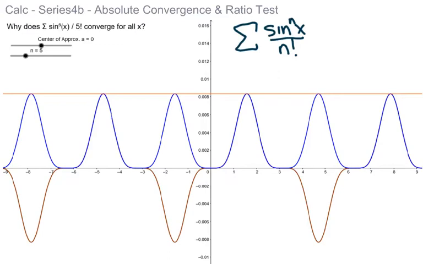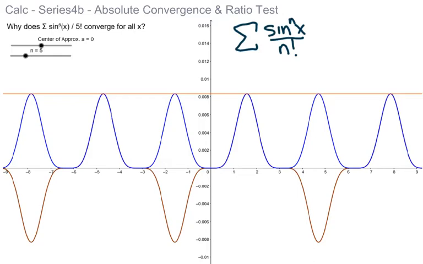So we're asking the question, why does the Riemann sum of sine x to the fifth over 5 factorial converge for all x? But what this question is actually asking, which we'll take a look at in just a moment, is why does this Riemann sum of sine to the nx over n factorial converge for all x?